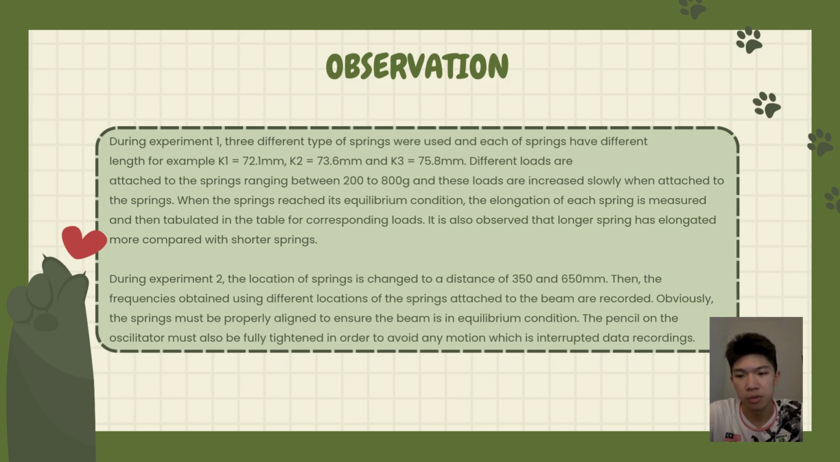Moving on to the second experiment, the location of the spring is changed to a distance of 350 mm and 650 mm. The frequency is obtained using different locations of the spring attached to the beam, and the result is recorded. Obviously, the spring must be properly aligned to ensure the beam is in equilibrium condition. And the pencil on the oscillator must also be fully tightened in order to avoid any motion which will interrupt the recording of the data.